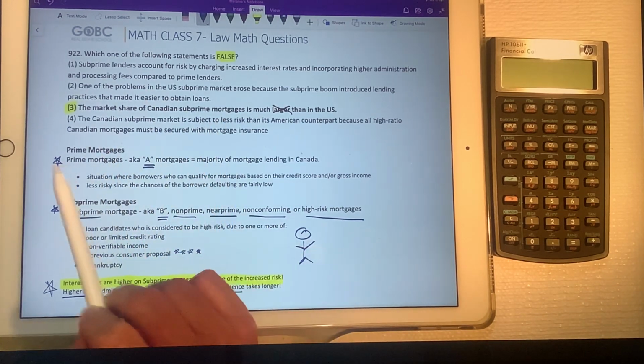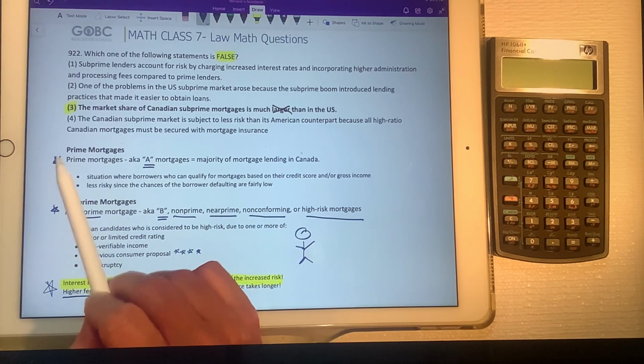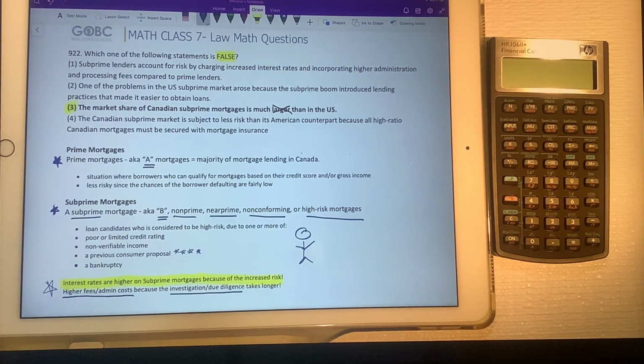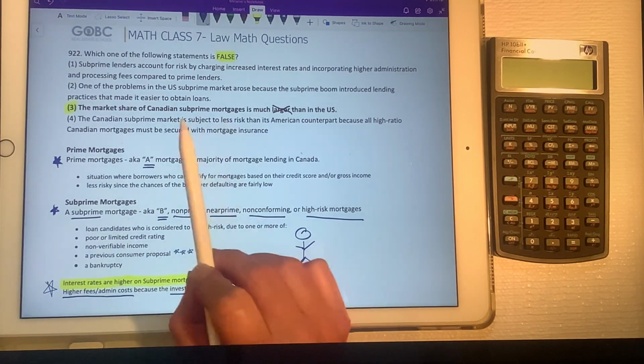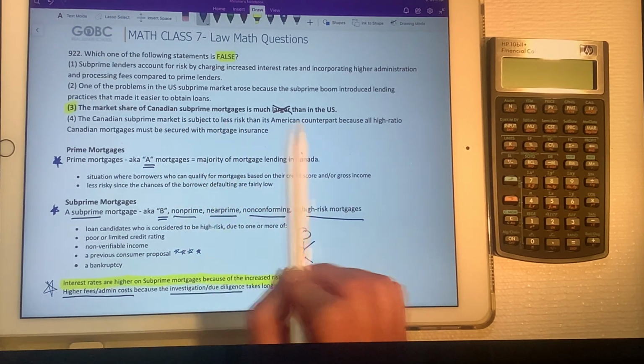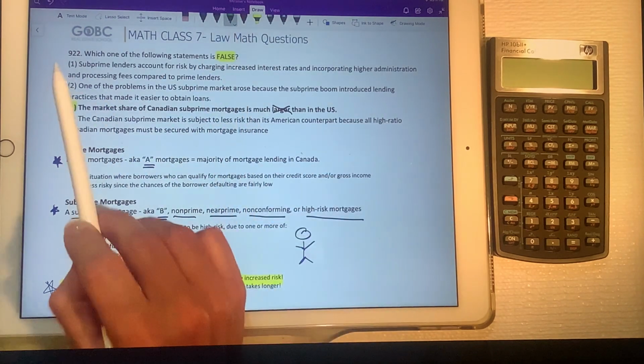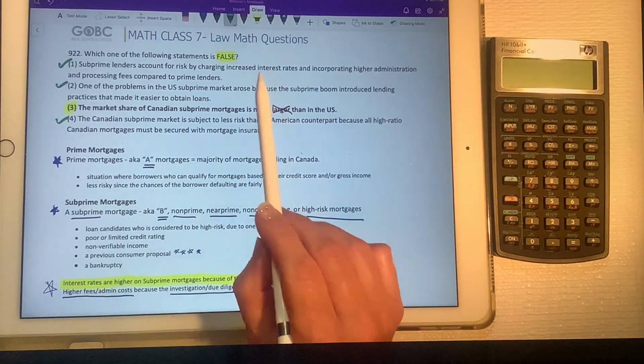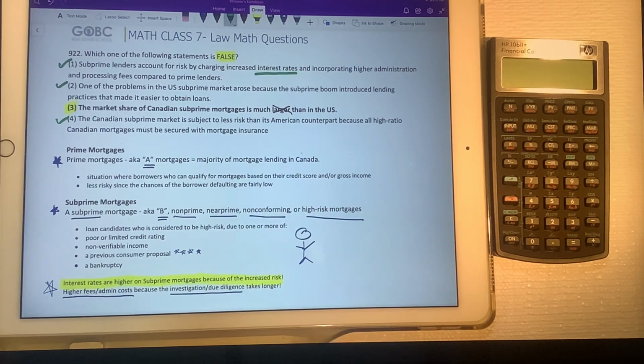Canada is a lot more conservative with the way that we do lending and what we require of our borrowers when we're trying to loan them cash. So the Canadian subprime mortgage market is a smaller share than the US has. That means that all of these other three statements are true. Subprime lenders account for risk by charging increased interest rates. Yeah, we know that. And incorporating higher administration and processing fees compared to prime lenders. Yes, that's all true. One of the problems in the US subprime market arose because the subprime boom introduced lending practices that made it easier to obtain loans.